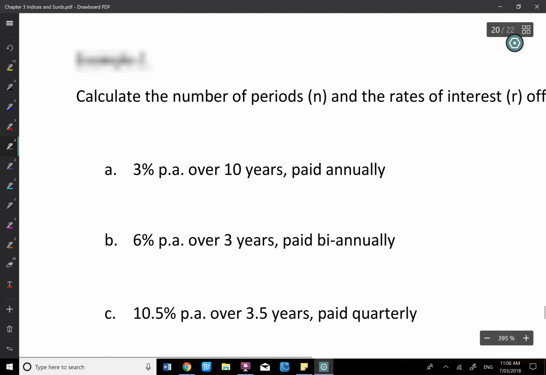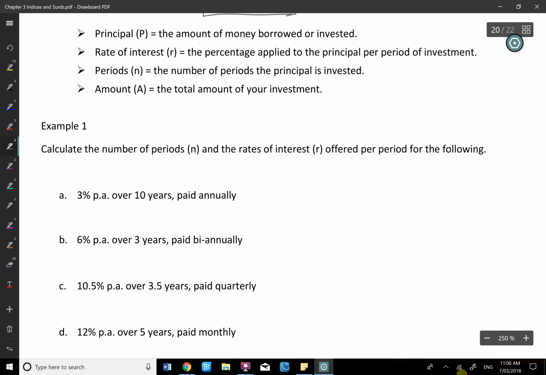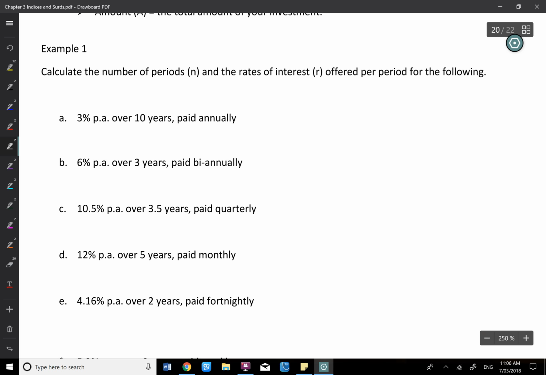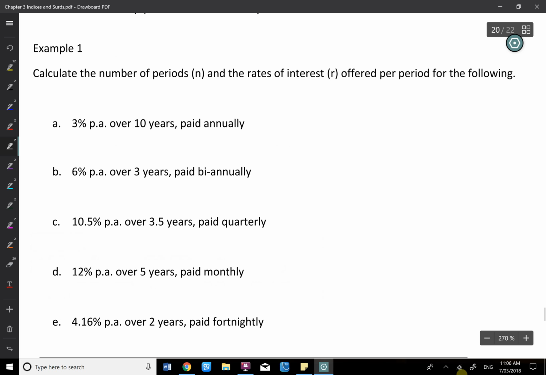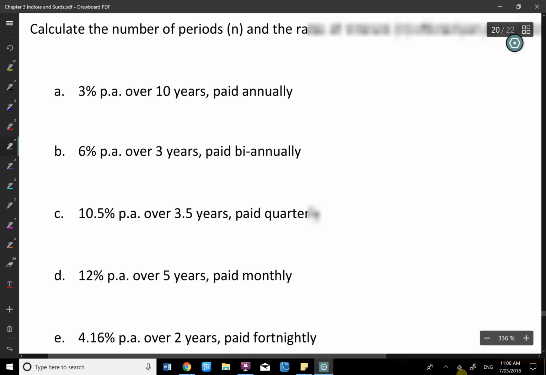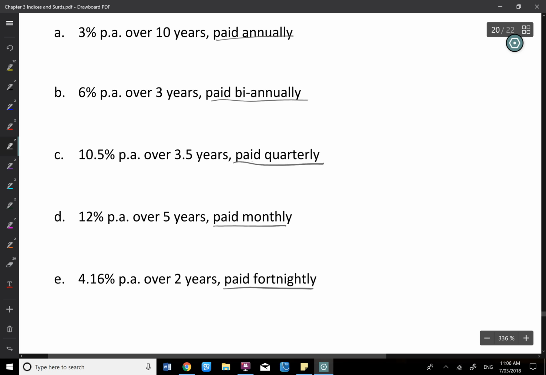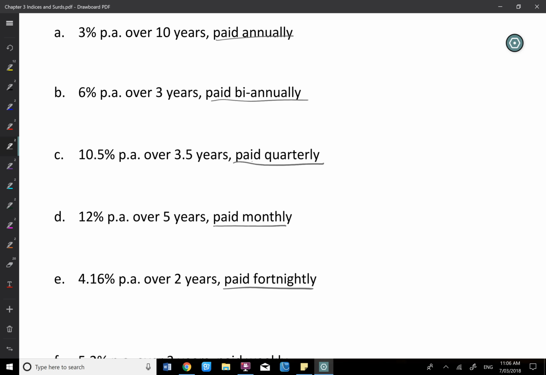Okay, let's have a look at the next question here. Calculate the number of periods and the rate of interest per period for the following. This question is very interesting. It said paid annually, paid biannually, paid quarterly, paid monthly, and paid fortnightly. I'll just do 1 or 2 with you. The annually one is the one you must remember.